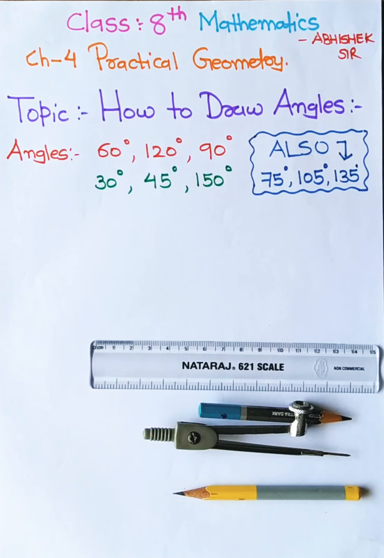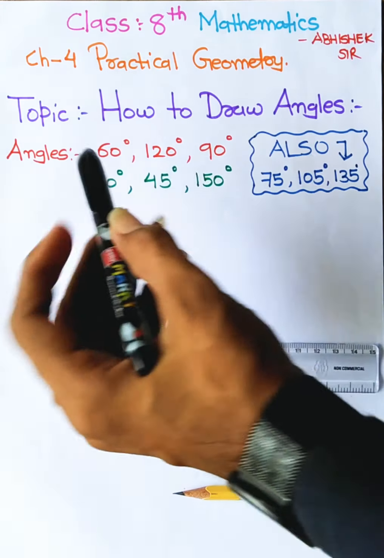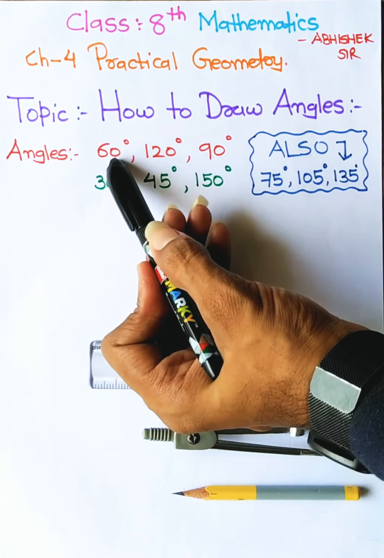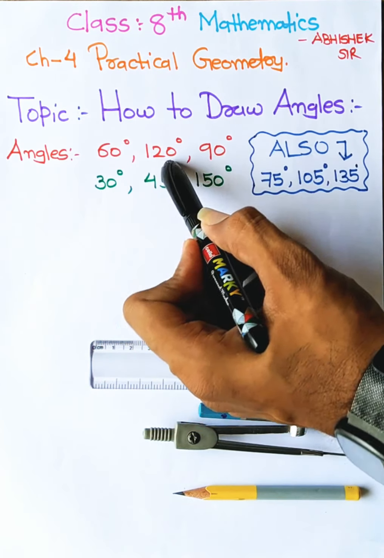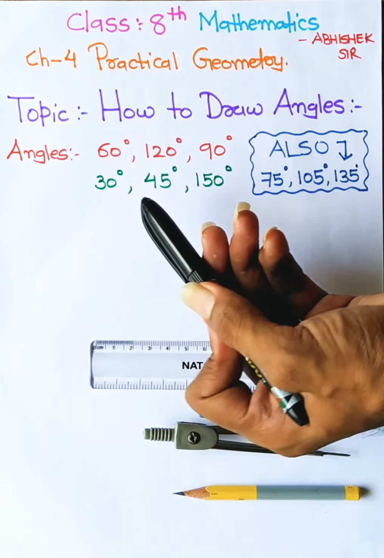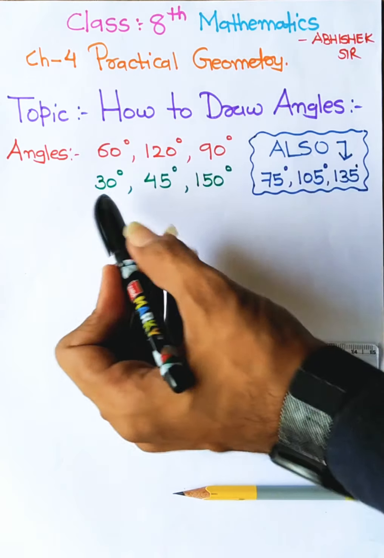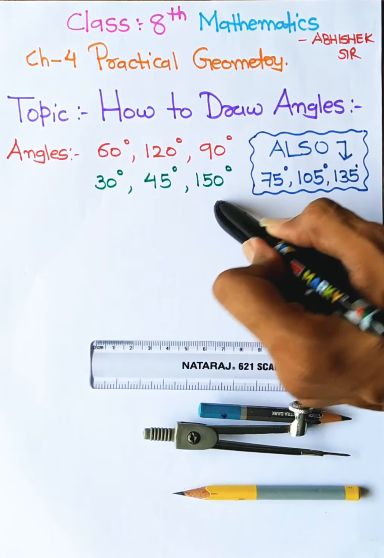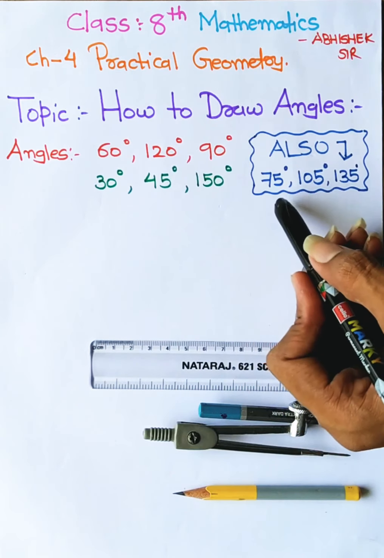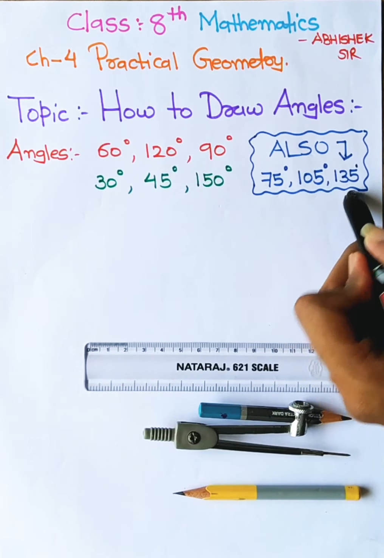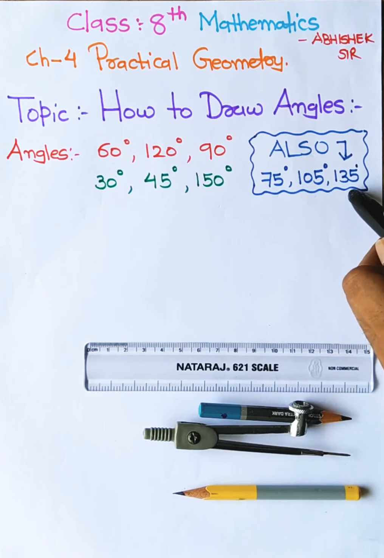Okay. Now the most basic angles, I have divided the angles in three parts. The red one shows 60, 120, 90. These are the most basic angles, right? Then with the help of bisecting these angles, we can draw 30, 45, 150 degree. And also at the end we will see how to draw 75, 105 and 135 degree.